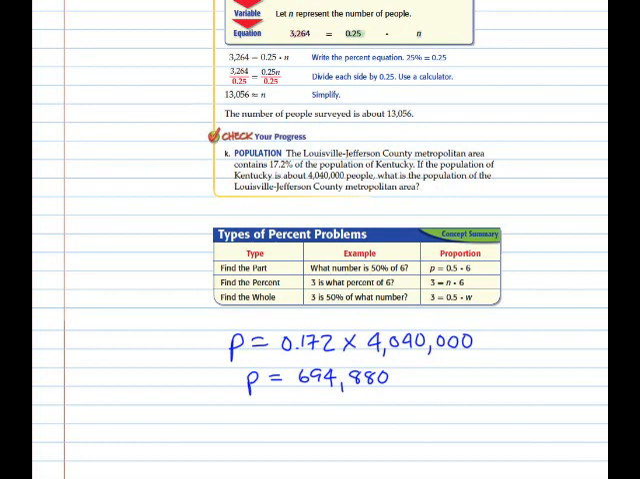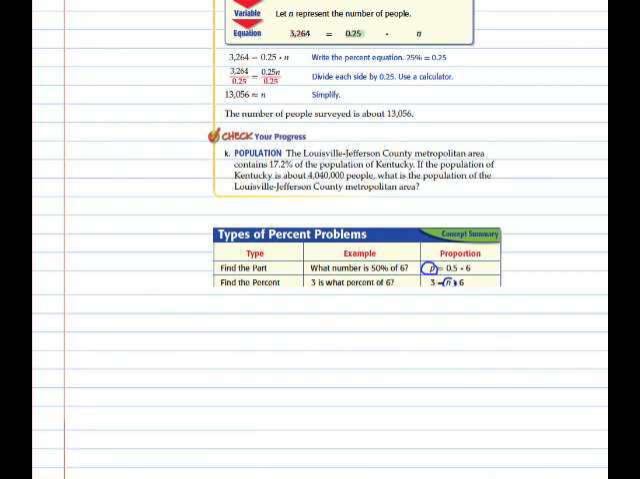Types of percent problems. Find the part. P is the variable. Part equals the percent times the whole. Find the percent. N is the variable. Part equals percent times the whole. Find the whole. W is the variable. Part equals percent times the whole.